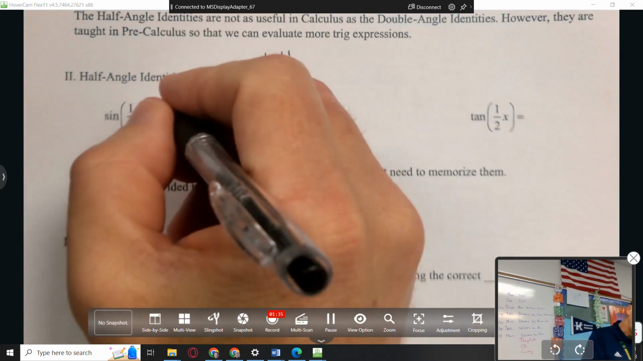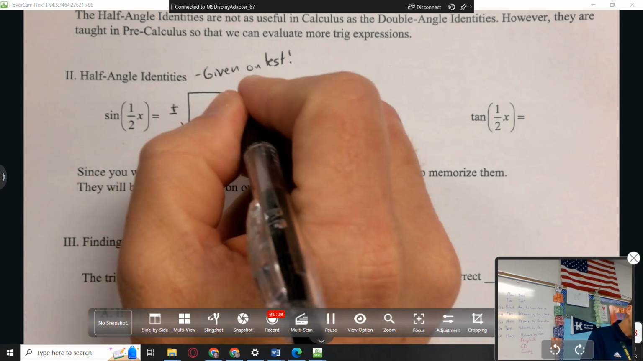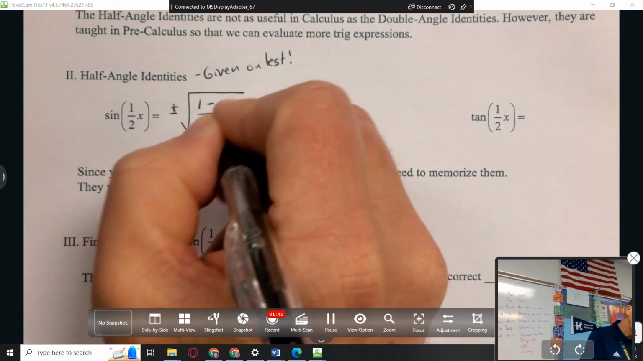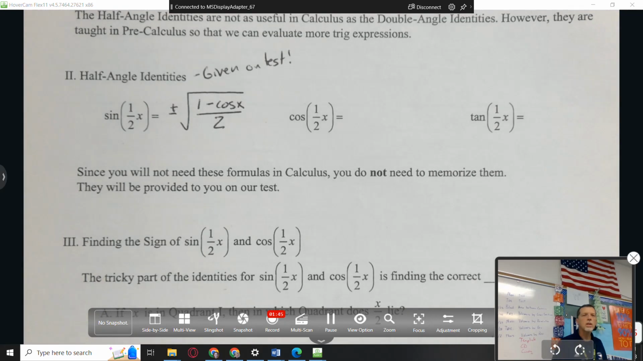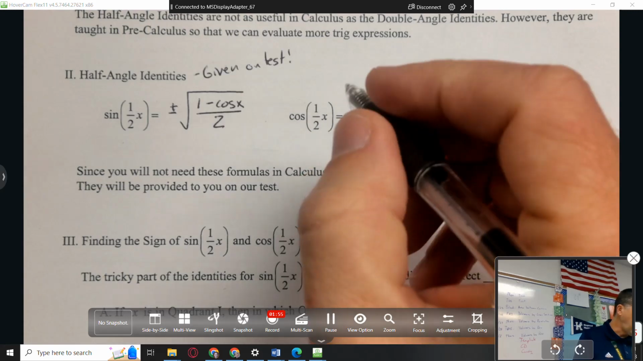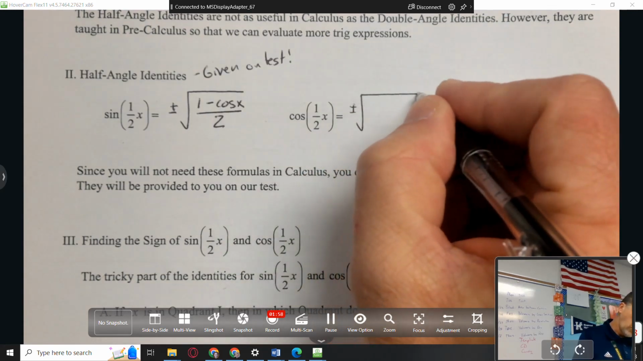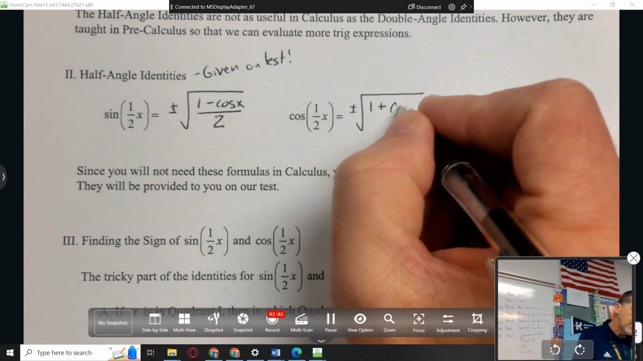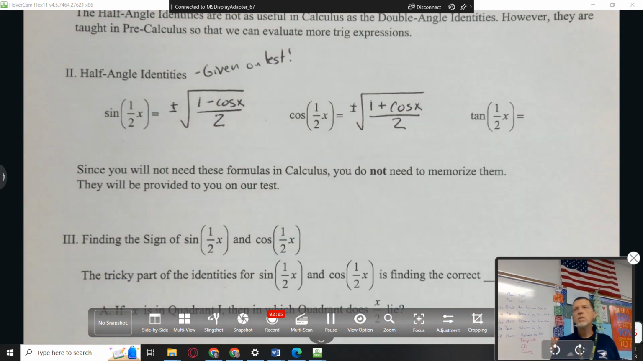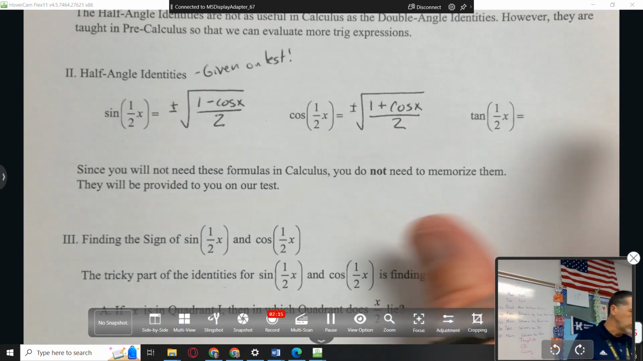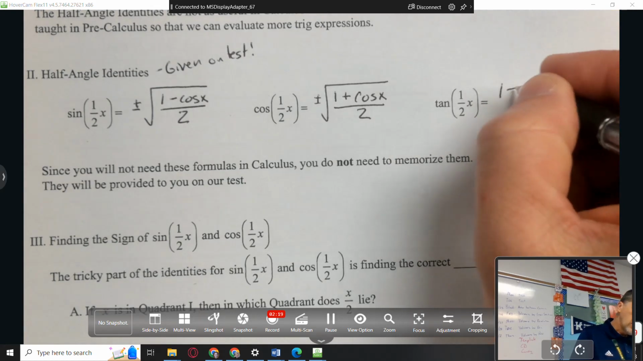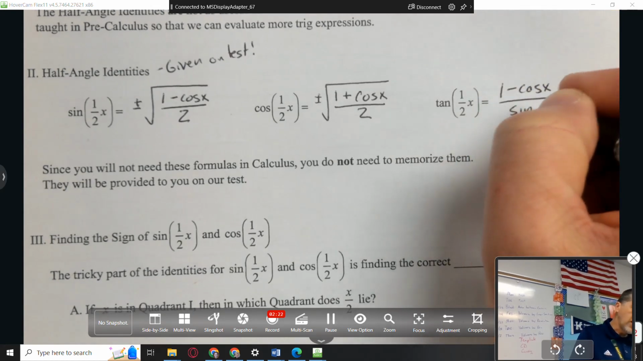Sine of 1/2 x equals plus or minus the square root of 1 minus cosine x over 2. Cosine of 1/2 x equals plus or minus the square root of 1 plus cosine x over 2. So the big difference there is the minus and the plus in the middle, otherwise they're the same. Tangent is actually easier. It's like the only place in the world where tangent is easier than sine or cosine. 1 minus cosine x over sine of x.